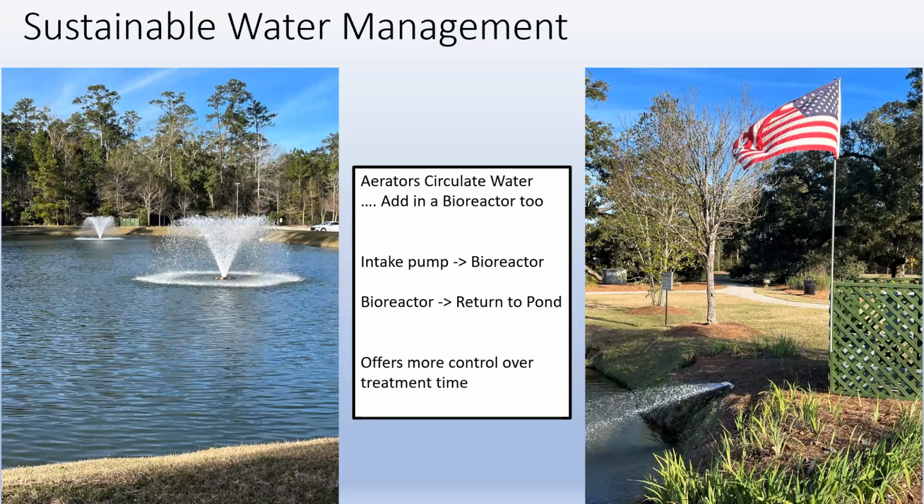But what I'd like to do to tie it all up is talk about big picture things. If you're looking at creating a healthier pond, a healthier water management, think about those aerators. That's going to circulate water too. But maybe add in a little bioreactor as well. An intake pump in the pond then pumps water to a bioreactor and back into the pond. This offers you control over the treatment time, and it might make a little bit of a difference. So just some ideas of how you could potentially implement that.